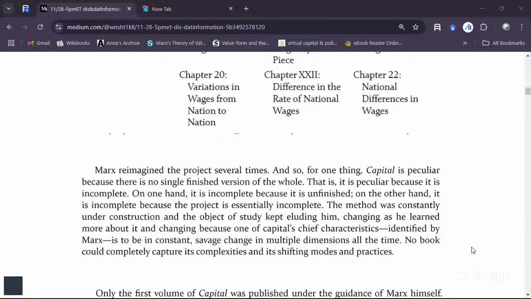The method was constantly under construction, and the object of study kept eluding him and changing as he learned more about it, and changing because one of Capital's chief characteristics, identified by Marx, is to be in constant savage change, angry or antagonistic interaction and change in multiple dimensions all the time. No book can completely capture its complexities and its shifting modes and practices. Now, people would simply love to have this be a perfectly denotative document on the one hand, from a Marxist point of view. On the other hand, that's just not possible.